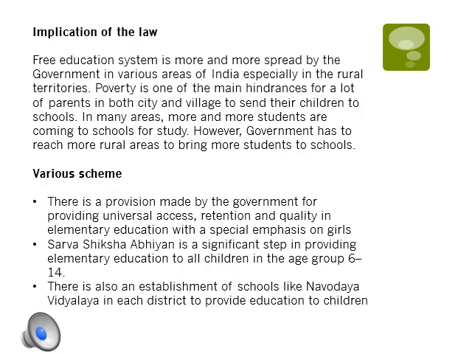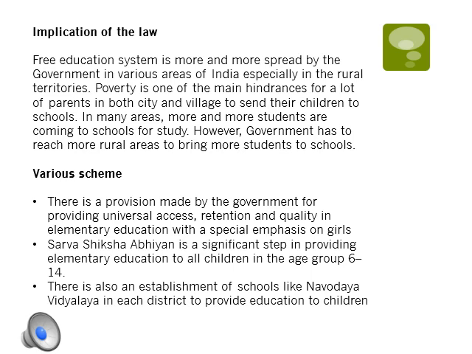Now let's see the implication of the law, how the law was implemented in order to help what kind of people. See, the free education system is more and more spread by the government in the various areas, like where the people are living below the poverty line, especially in the rural areas. Even, as we have seen in many of the chapters, the poverty line people reside in the urban areas too. So the government has played a very important role in providing this free education. They have even ordered the private schools to give admission to at least 25% of the people from the weaker section.